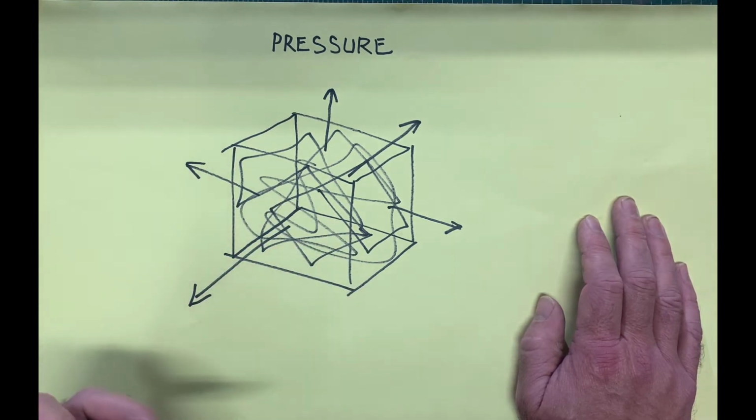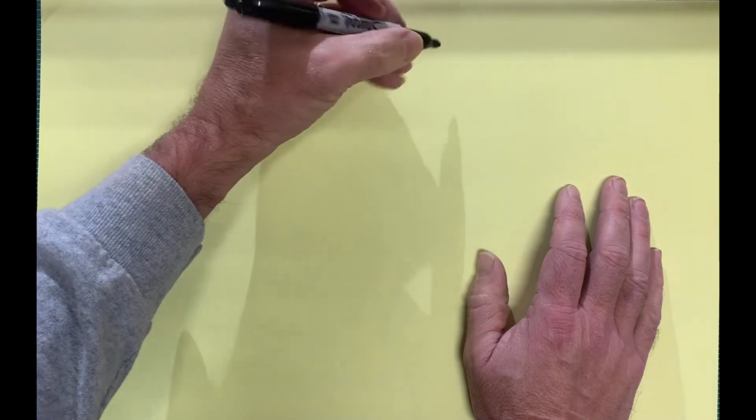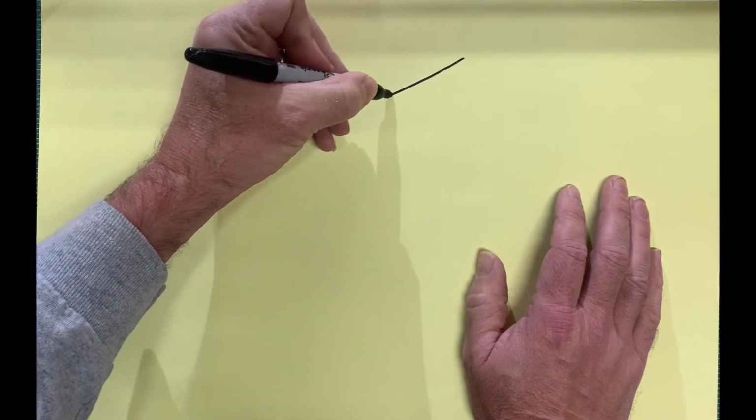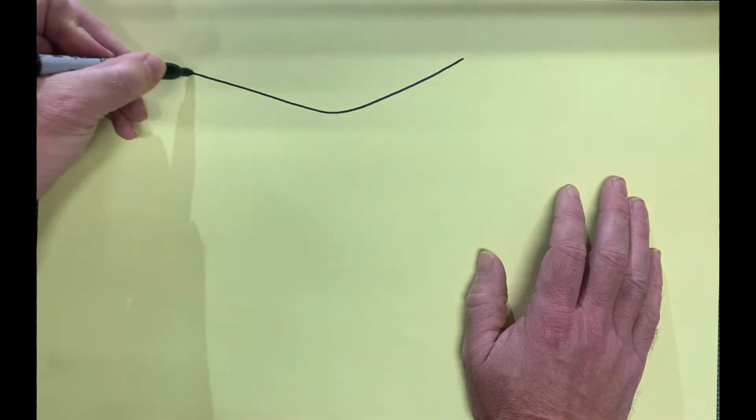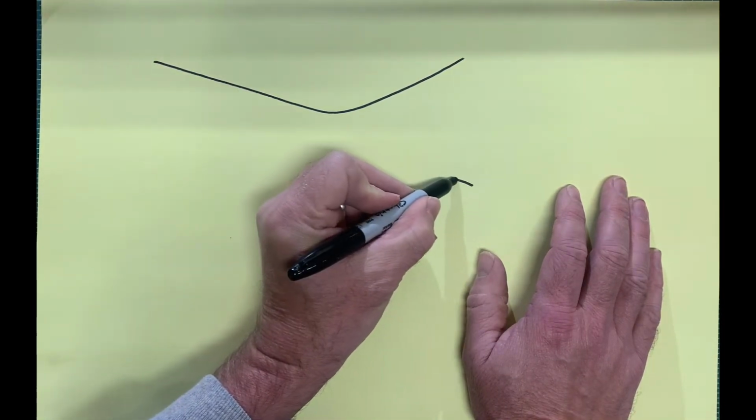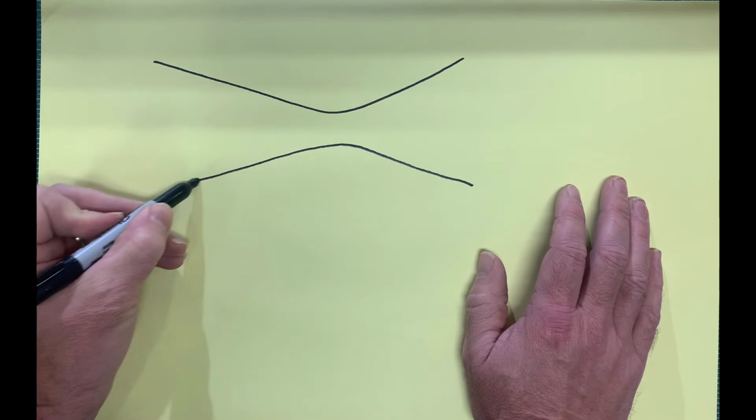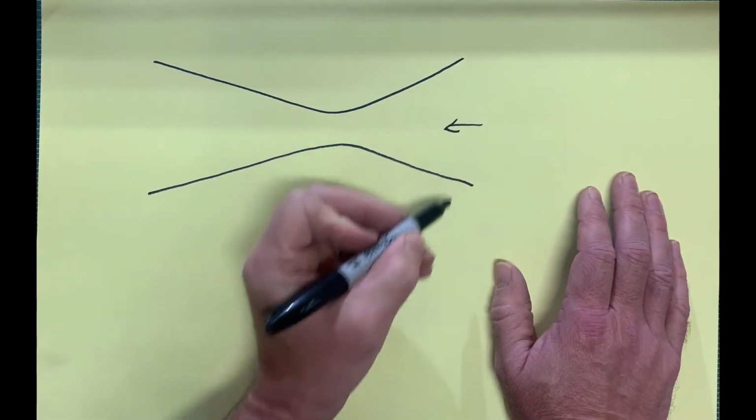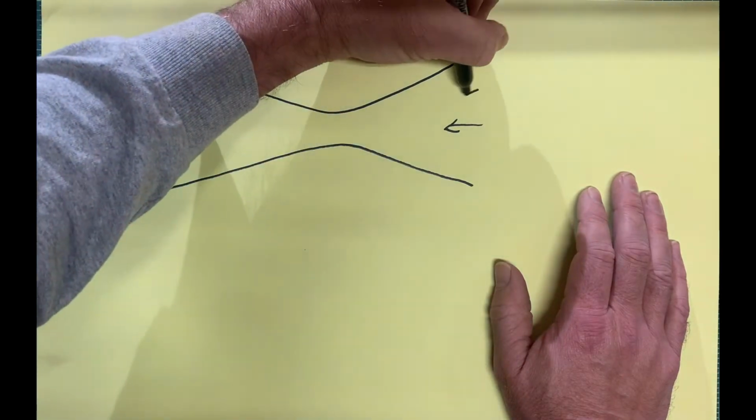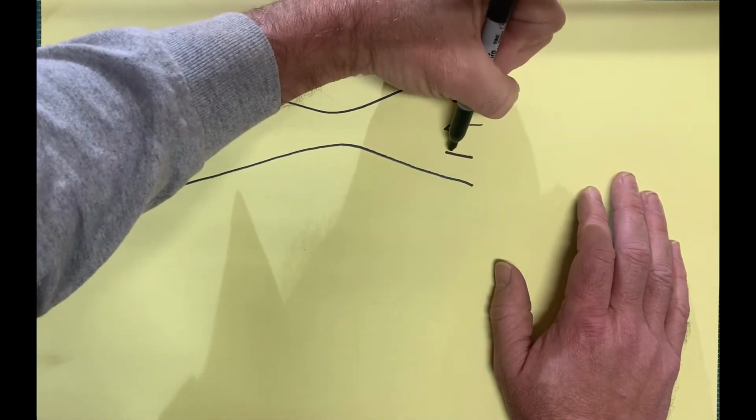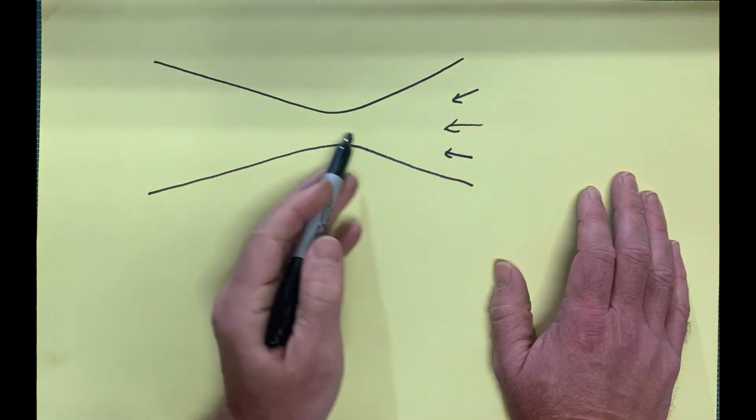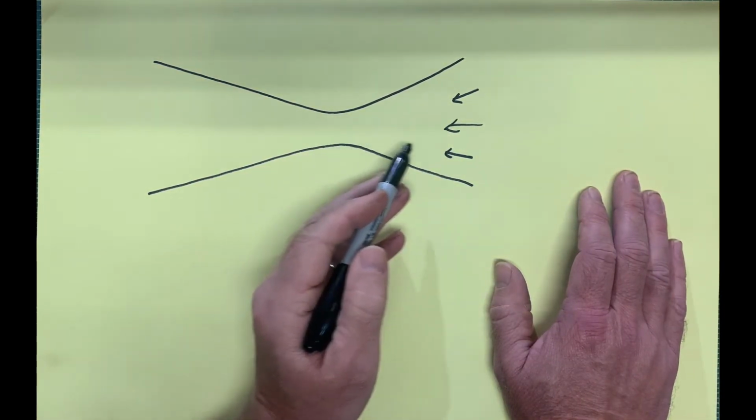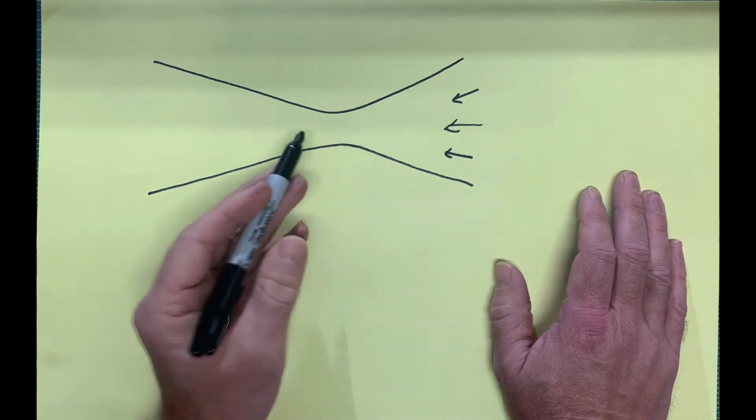Now let's imagine a stream of fluid flowing through an orifice. Let me draw this. Okay, so imagine there's fluid and it's flowing in this direction. As the fluid flows through here, because the area decreases, the velocity of the fluid increases.